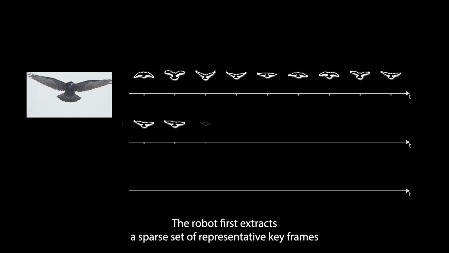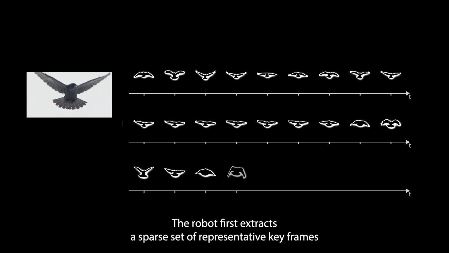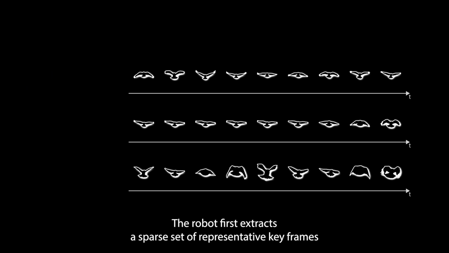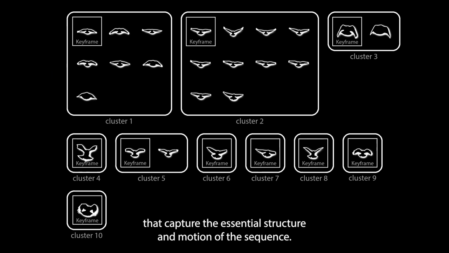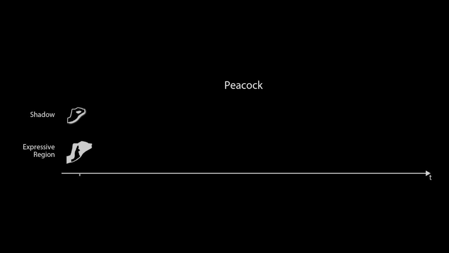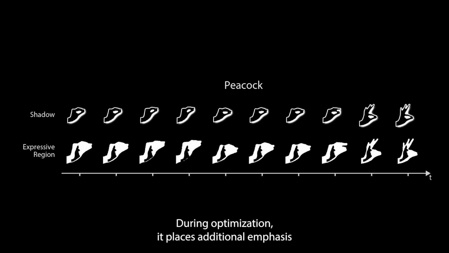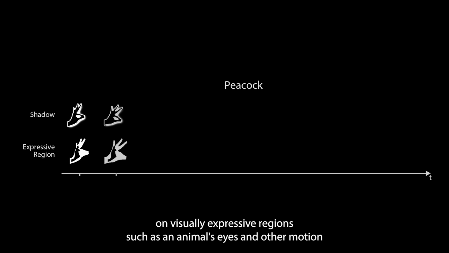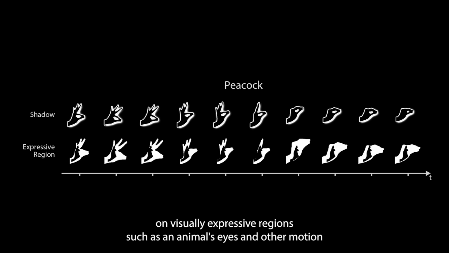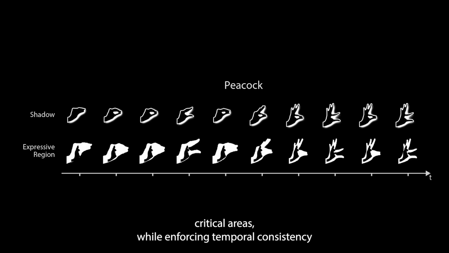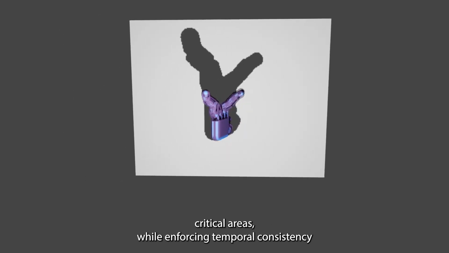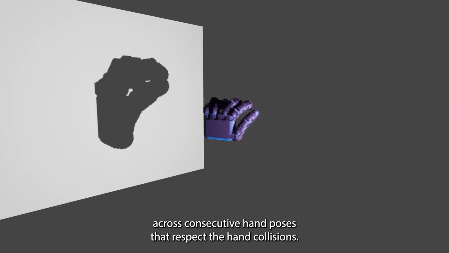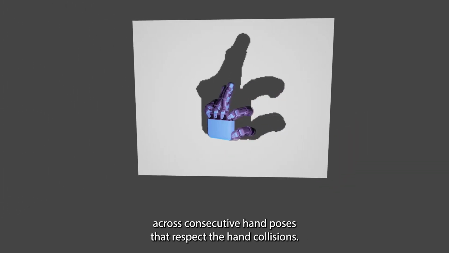To imitate an entire shadow video, the robot first extracts a sparse set of representative keyframes that capture the essential structure and motion of the sequence. During optimization, it places additional emphasis on visually expressive regions, such as an animal's eyes and other motion-critical areas, while enforcing temporal consistency across consecutive hand poses that respect the hand collisions.